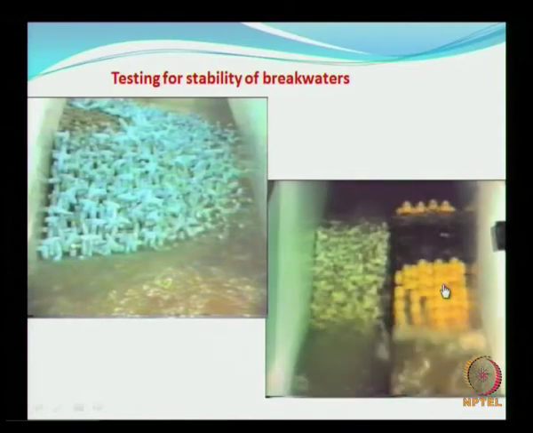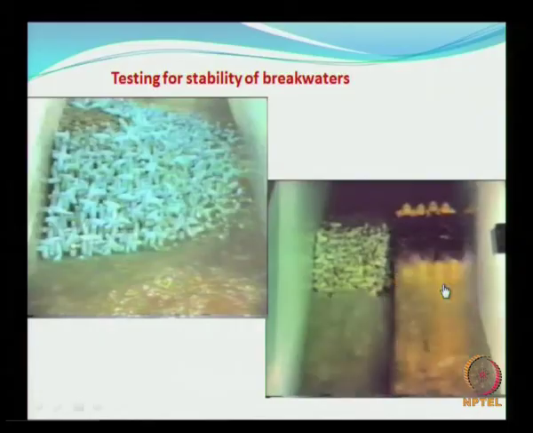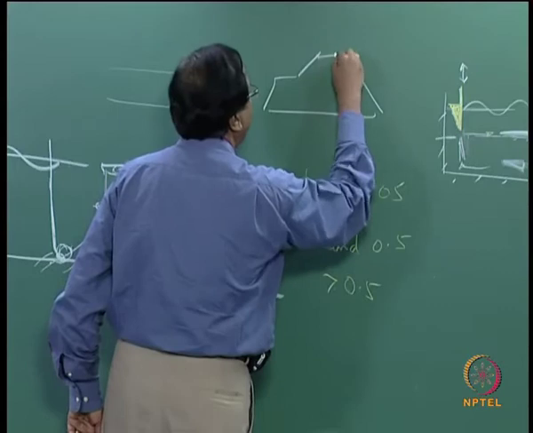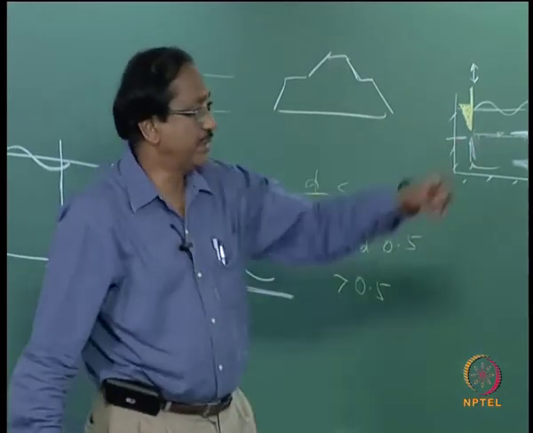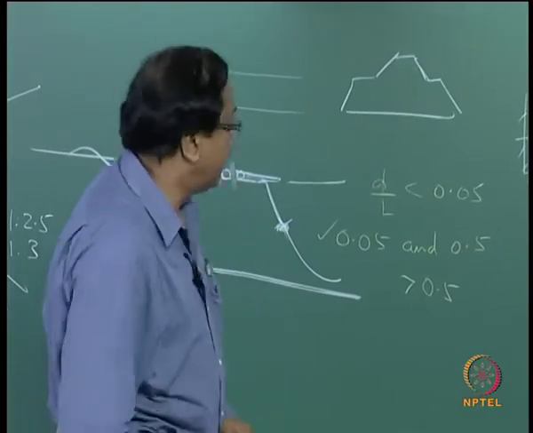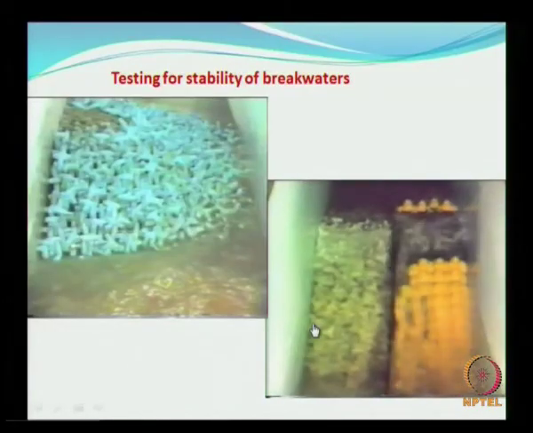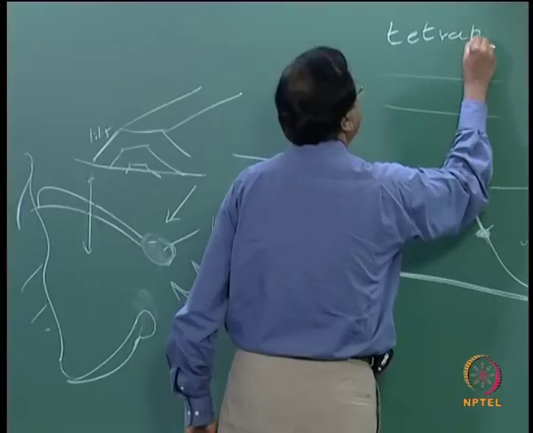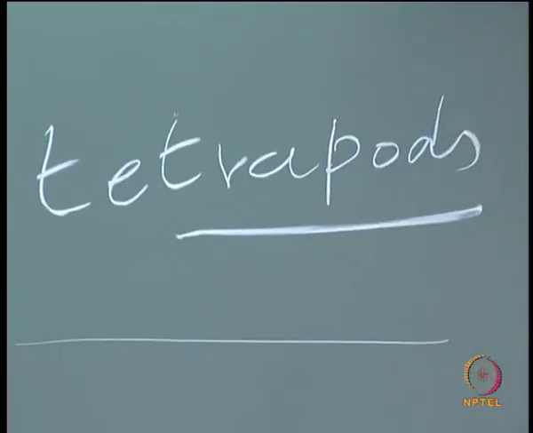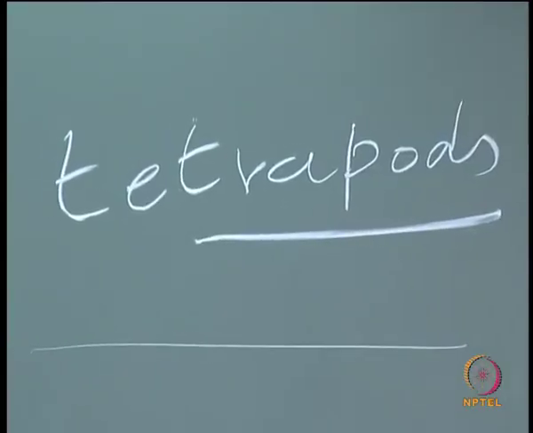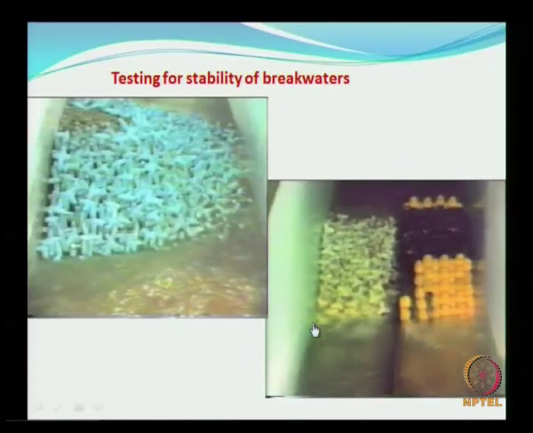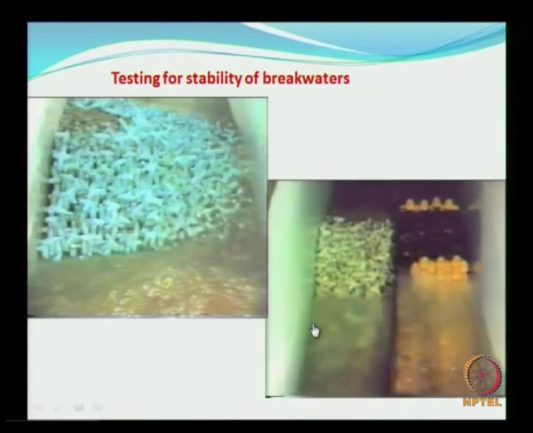tests are going on with typical blocks. This is what is called a twin frustum concrete block, as you see. On the other side, on the left side, you see the tetrapods. Please check for all these terminologies on the net, or refer to some other lecture material pertaining to coastal engineering or port and harbour structures, etc.